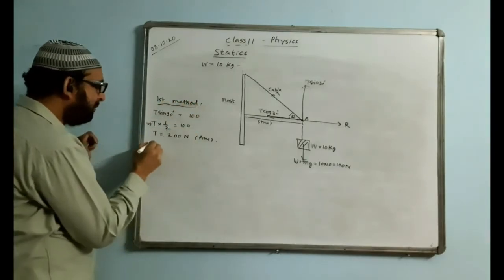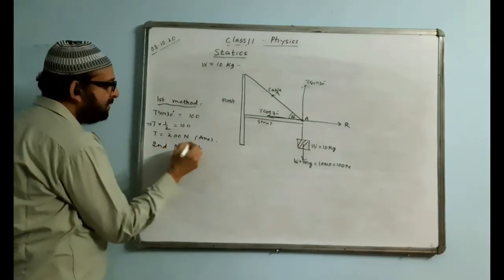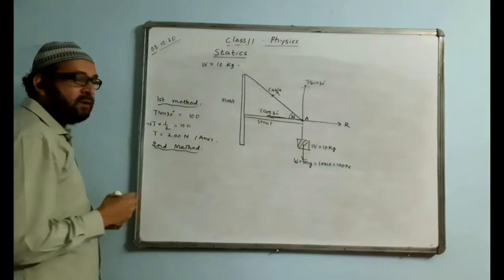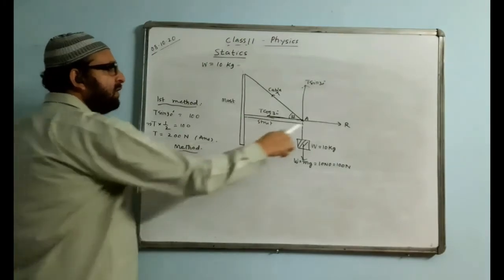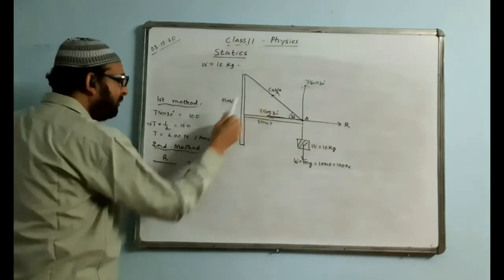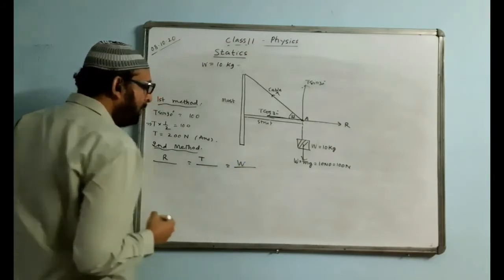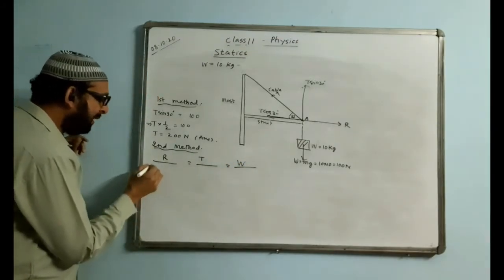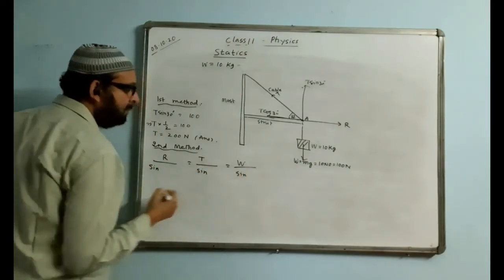Now see the second method, that is using Lami's theorem. Lami's theorem says write all the forces. The first force is R, any way you can take. Write first R. Another force is T. Another force is W. Three forces are there. I write sin here, here also, here also. Alpha, beta, gamma.